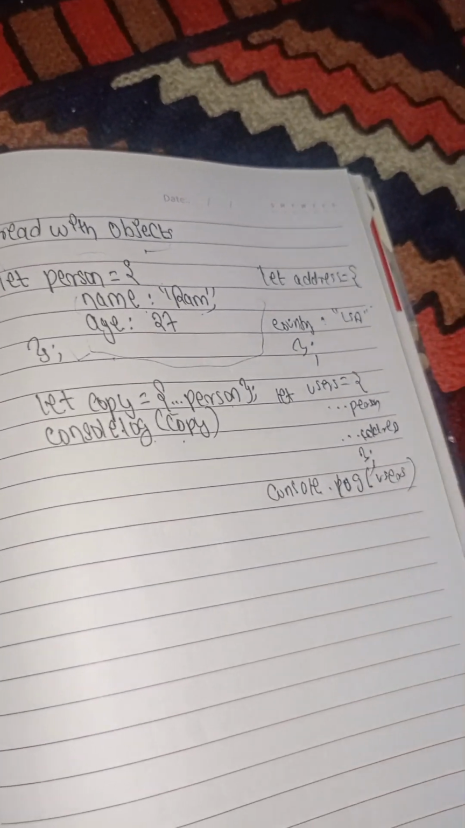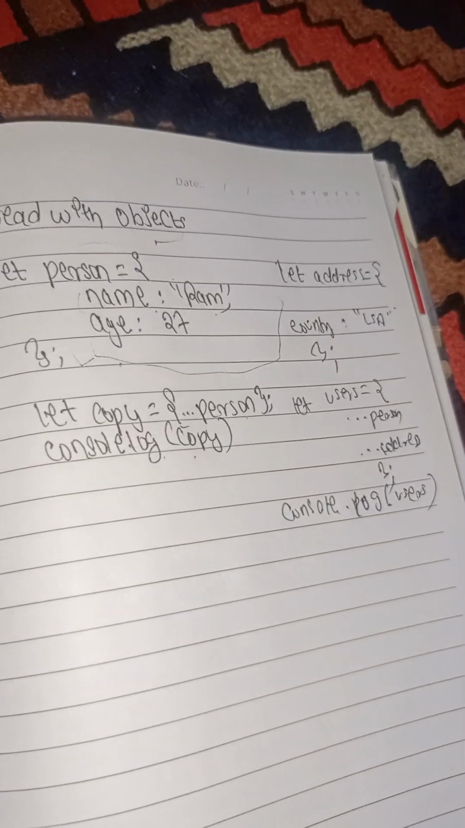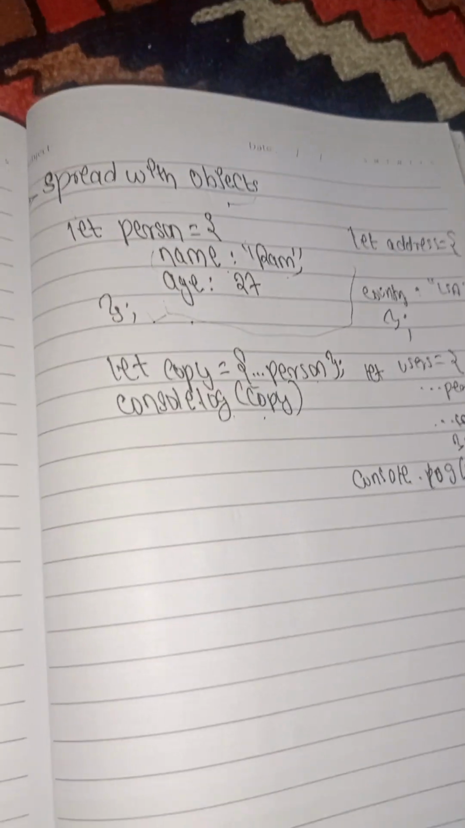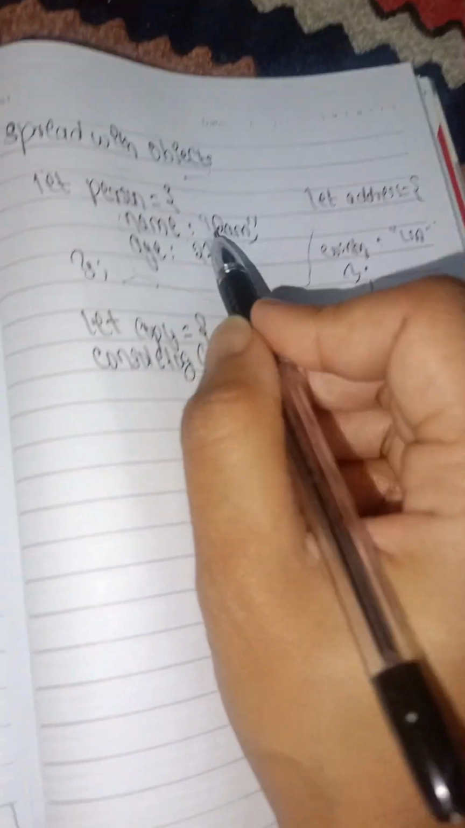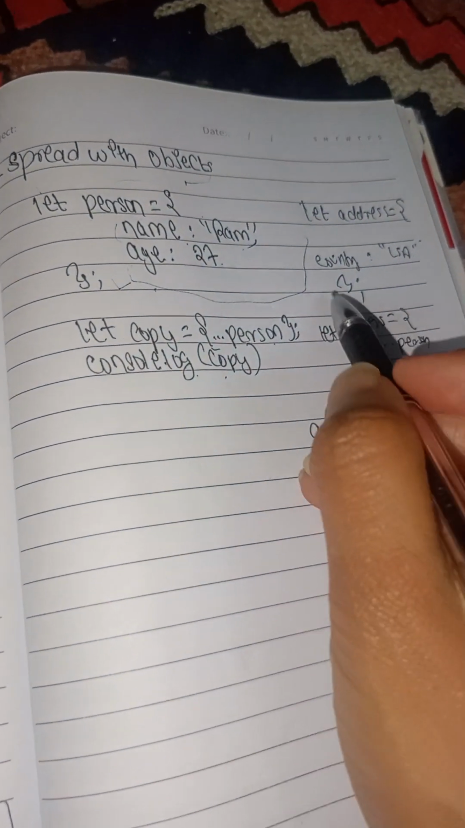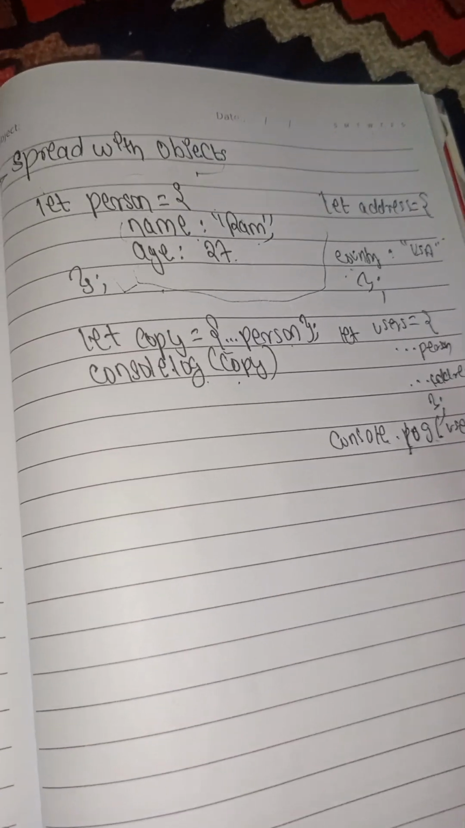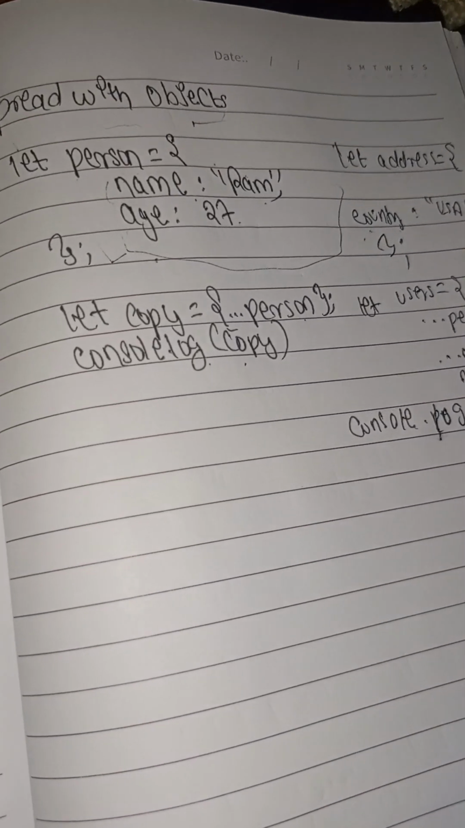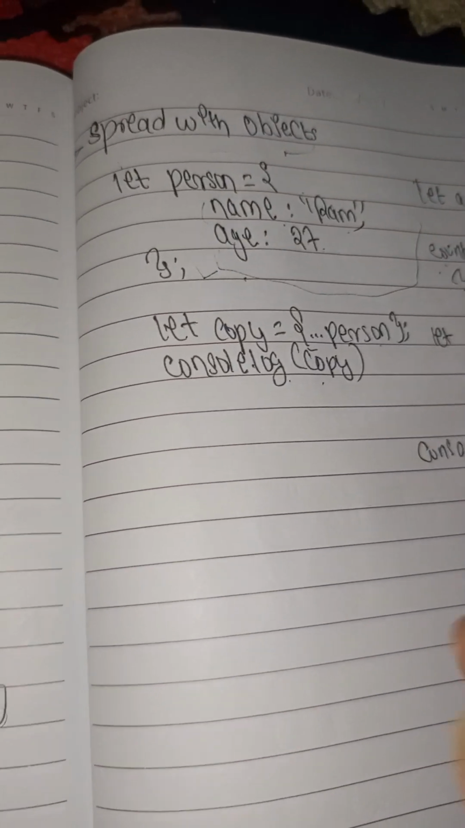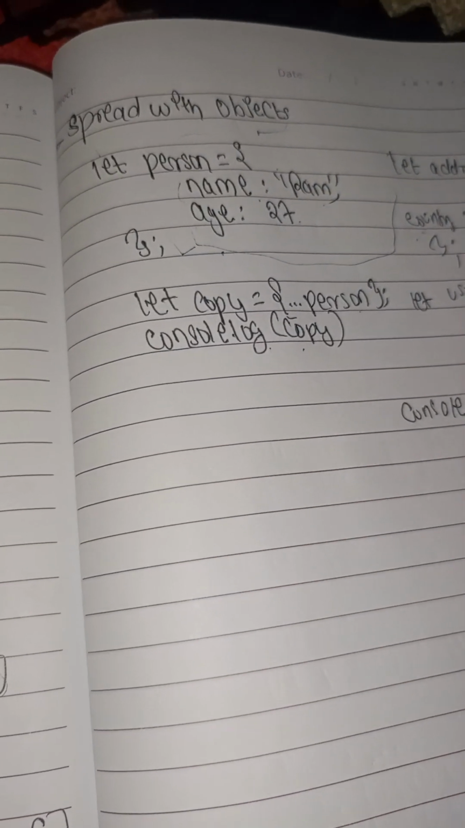This is how it is going to print, and how it is going to give us the output is: our output will be name is Hari, age is 27, address country will be USA. So this is how it is going to give us. This is how the spread with an object is going to merge.